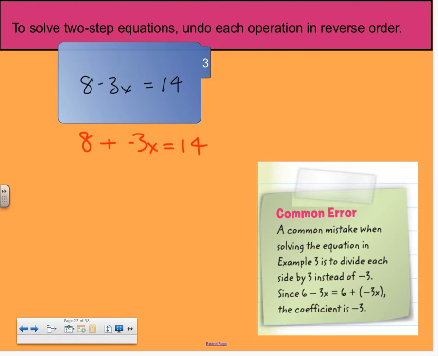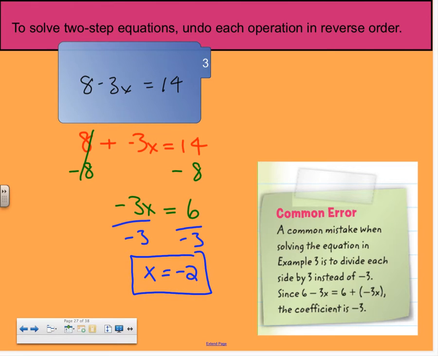Then I can subtract 8 from both sides. All right, and I'm left with negative 3x on this side because those 8s will cancel. 14 minus 8 equals what? 6, is that correct? And then, once again, divide by that negative 3, and x equals negative 2. And we have kept all of our negative symbols organized and kept them together.